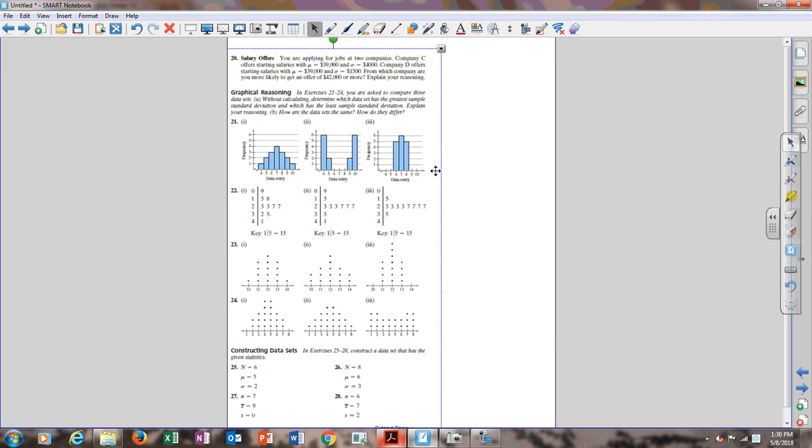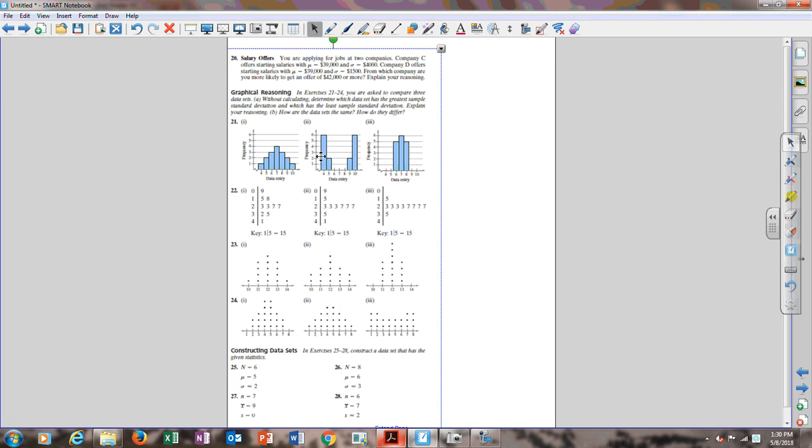Number 22, the highest standard deviation is going to be number 1, and it's because you have data spread out less centrally, and I'll discuss what I mean by that, than in number 2.